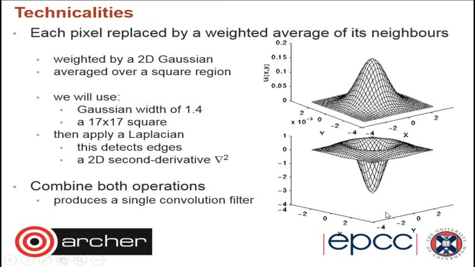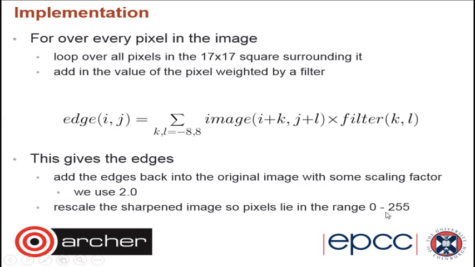We also apply a second derivative Laplacian to detect the edges, and in the code that we're going to give you, this is both combined into a single filter function, a single convolution filter, which does both of these things for you. On the implementation side, the code will loop over all of these different neighbours, add in the value at this neighbouring point, along with this filter weighting that comes from the filter function, and then this gives us the smooth edges representation.